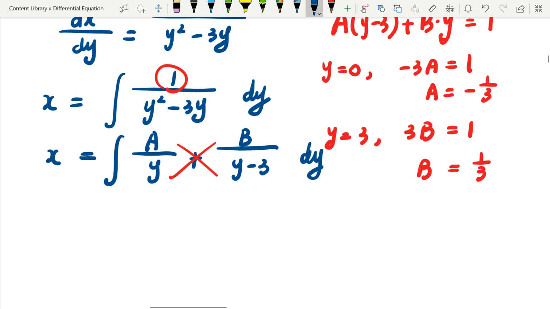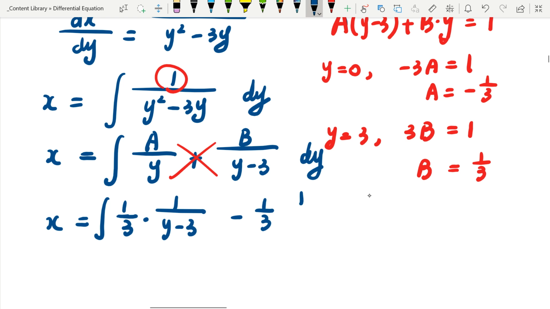So we have x equals the integral of, I'll write b first, a third times 1 over y minus 3, minus a third of 1 over y. I don't like to write fractions over fractions, so I will write them that way. a is minus a third, so I put it next, and b is positive a third, so I put it in front. So it's a third times 1 over y minus 3 minus a third times 1 over y.